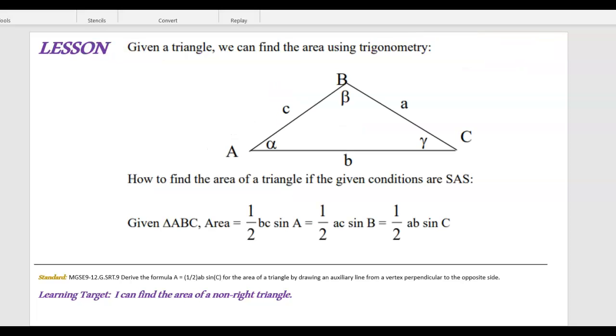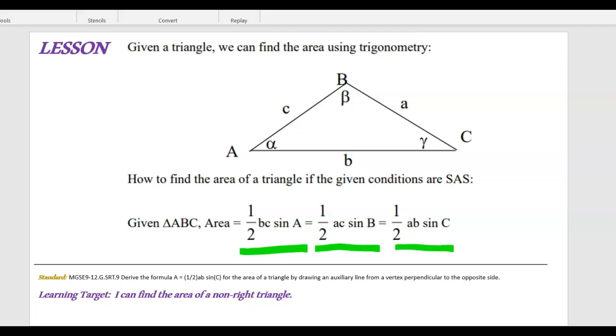All right, so here is our first formula. The formula is, given any triangle, labeled the way we've labeled it, given a triangle ABC, the area is actually going to be 1/2 BC times sine of A, or 1/2 times AC sine of B, or 1/2 AB sine of C.